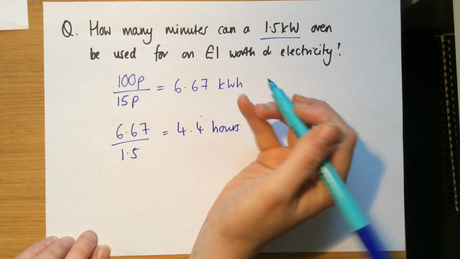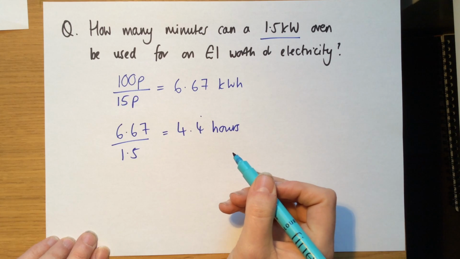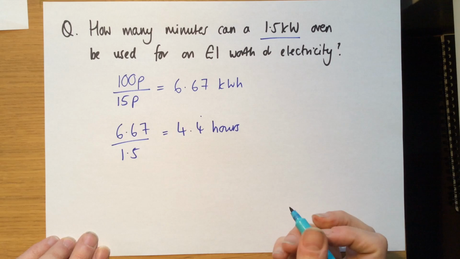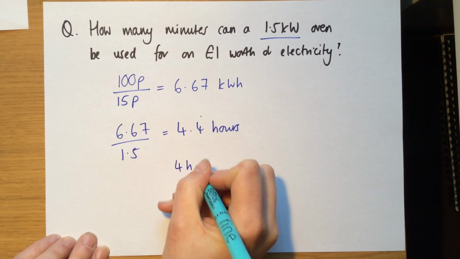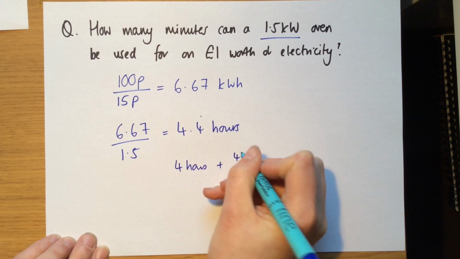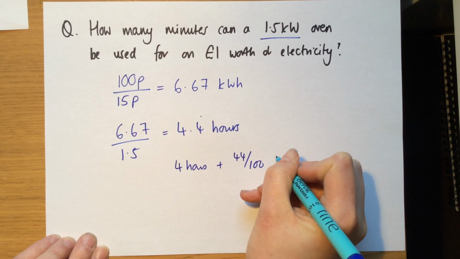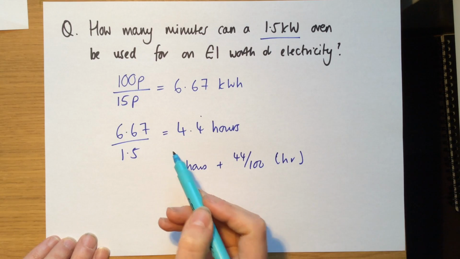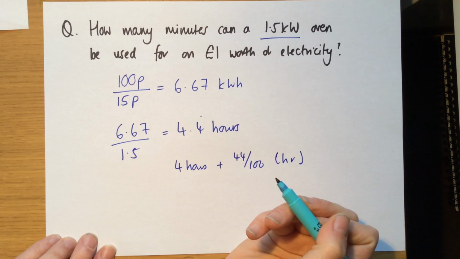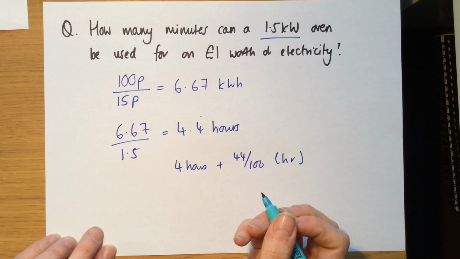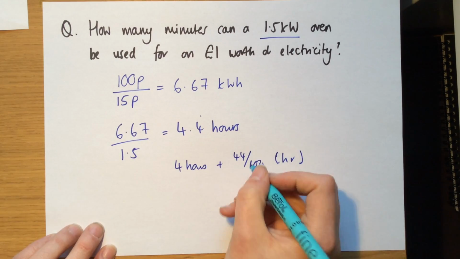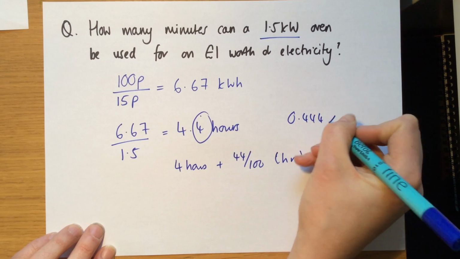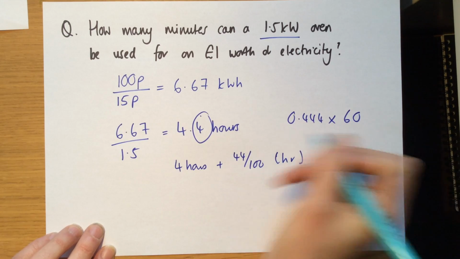worth of electricity. Now, if you leave that as an answer, it's not too bad, but they usually like it to be in minutes instead, or hours and minutes. So we know this is 4 hours plus 44 over 100 of an hour. Okay, it's not 4 hours and 40 minutes, as a lot of people write. This is 0.4 of an hour. Now 0.444 of an hour, all we need to do is take this number, 0.44444, etc., times 60. That's how many minutes you get.